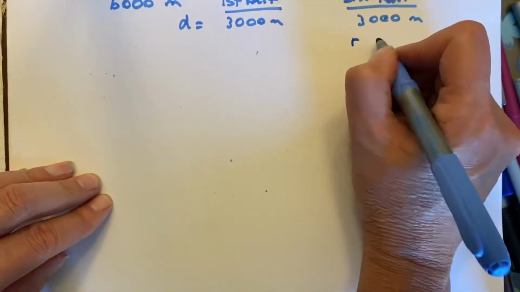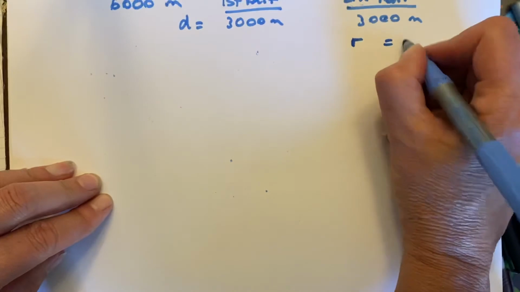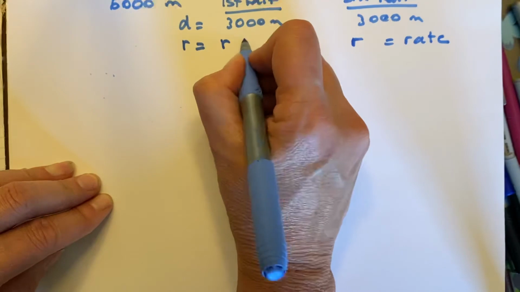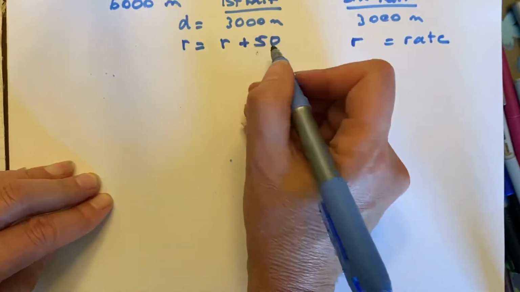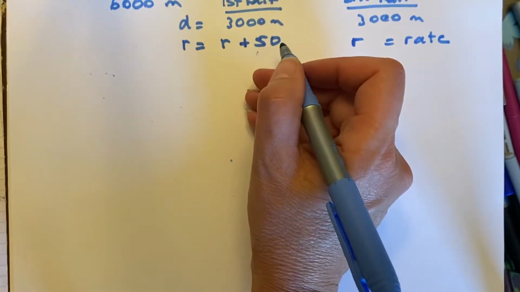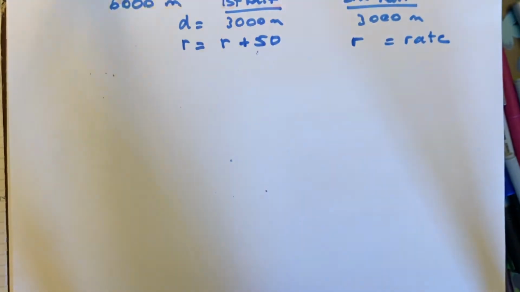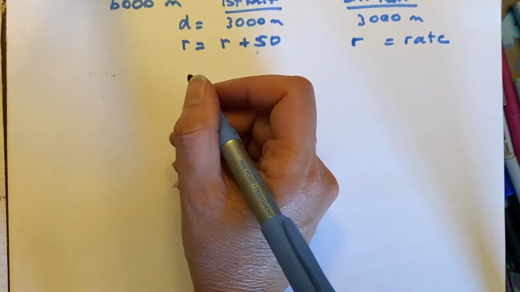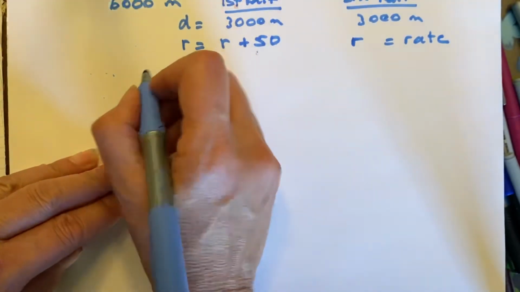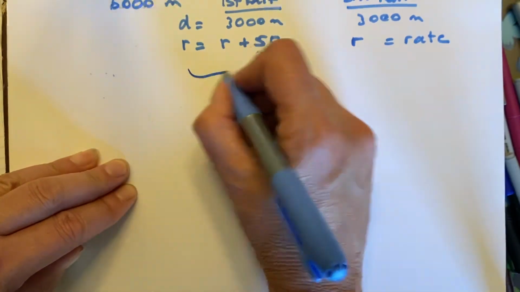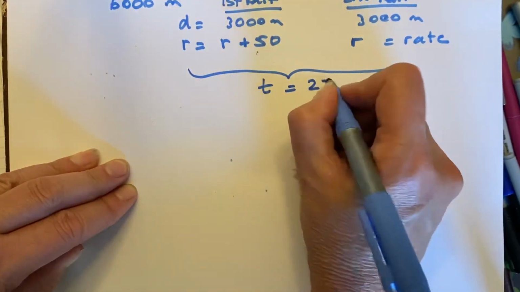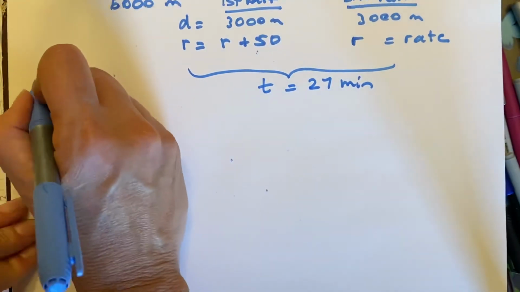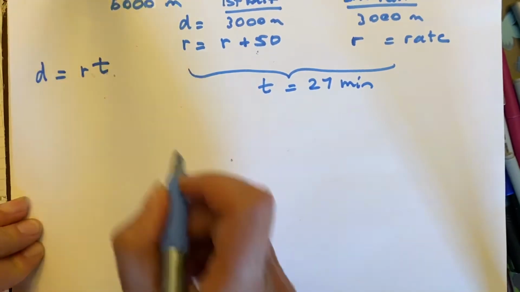So we don't know what the rate is. We're just going to call it r, the rate. But we know that the rate for the first half is going to be r plus 50, because you're going faster by 50 in the first half of the race. Okay, and then we're told the total time is 27 minutes, I believe. So we know the governing equation is distance equals rate times time.